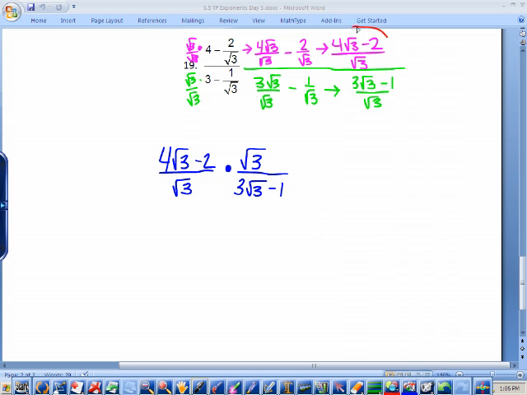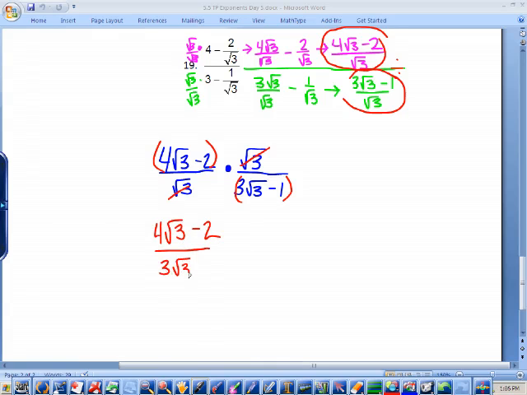Okay, I've got this fraction divided by this fraction. So I keep the first fraction, change division to multiplication, and then flip the second fraction. Now remember, with multiplication, I can cancel out these root 3's. So I am left with 4 root 3 minus 2 over 3 root 3 minus 1.